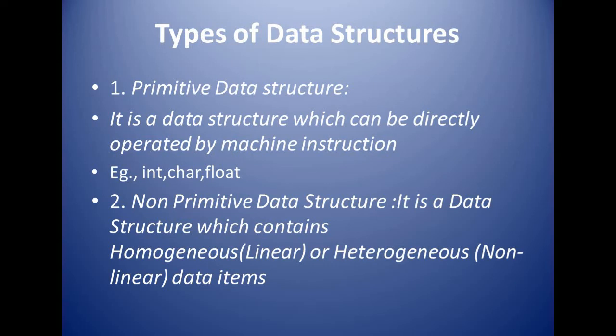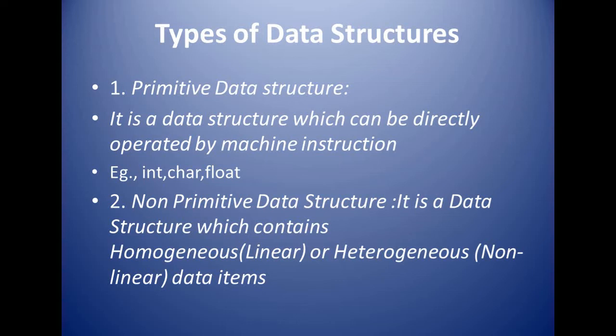What are the types of data structure? The data structure is classified into two types. First one is primitive data structure and the second one is non-primitive data structure. Primitive means it is operated directly on the machine instructions. That is primitive data structures. The examples of primitive data structure come under integer, character, float. We can't change that value. It is fixed or default.